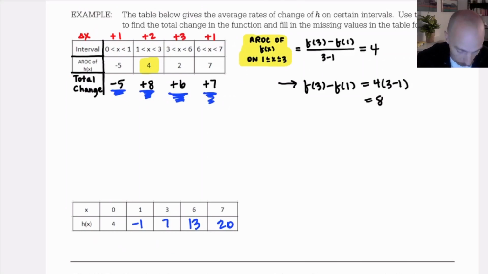All right, so in summary, what we did there was we took the average rate of change table, we translated that into total change for the function over those given intervals, and then we actually made those total changes happen on the real table down below.